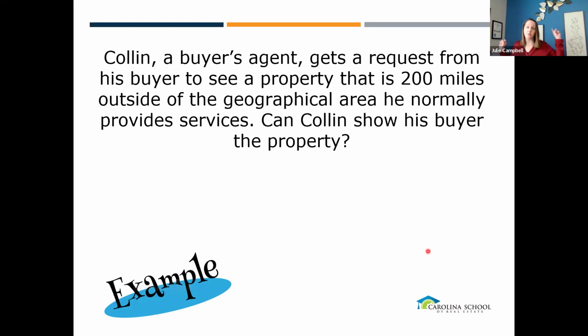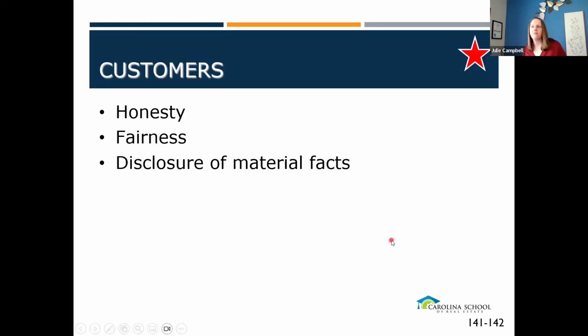Remember, my job is to get you from point A to point B. And there are duties that I owe those back in coach. So what do you get from me in coach? You get honesty. I'm never allowed to lie. Nobody ever has a golden ticket to lie. You get fairness. I'm going to treat everybody the same. And you also get disclosure of material facts. Everybody, client and customer, gets disclosure.